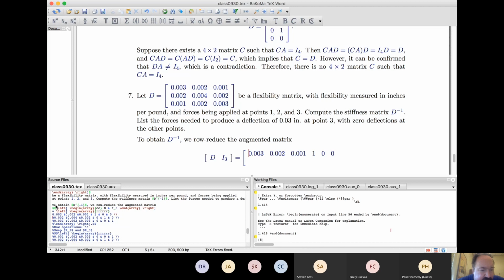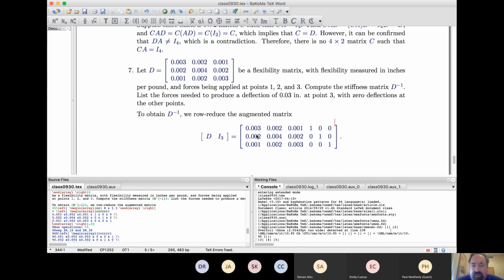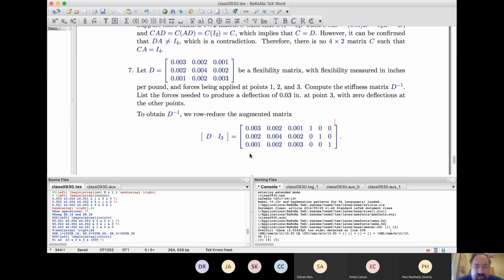So here's the augmented matrix we work with, where I augment D with identity. The goal is to use row operations to get reduced echelon form over here, which would be identity. Then the inverse will appear over here.